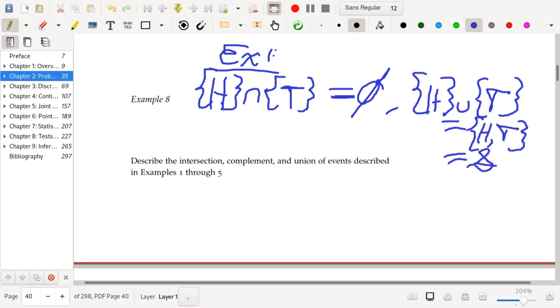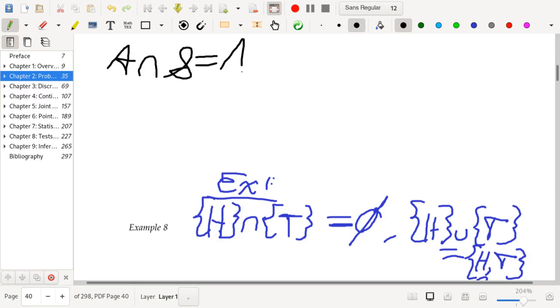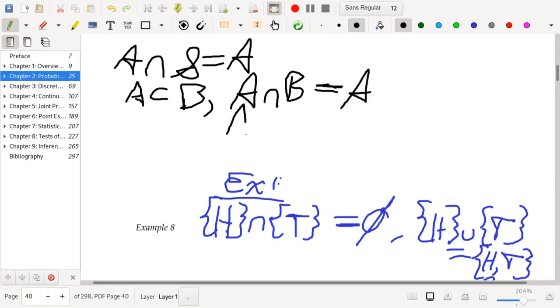Okay. Here's also some basic properties for you. Let's take an arbitrary event A. A intersected with the sample space is equal to A, since A is a subset of the sample space. In fact, in general, if A is a subset of B, then A intersected with B is going to be A, and A union with B is going to be B. And I'm just going to leave it at that. I want you to think about why that's true. Go try and reason about it with Venn diagrams.